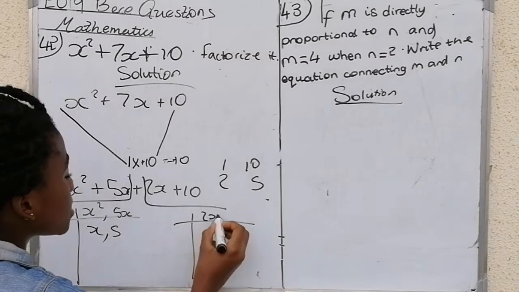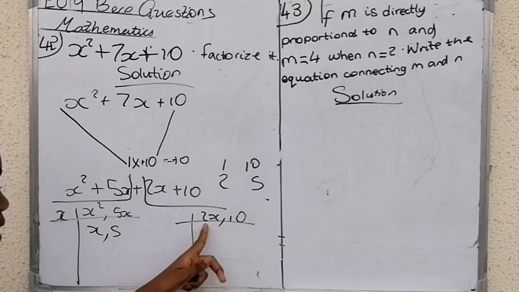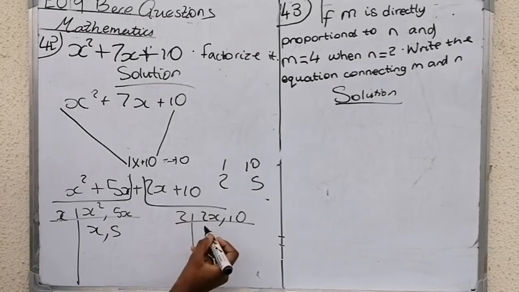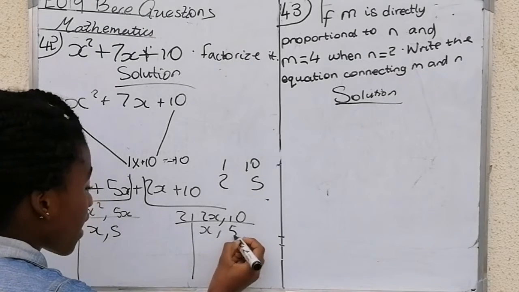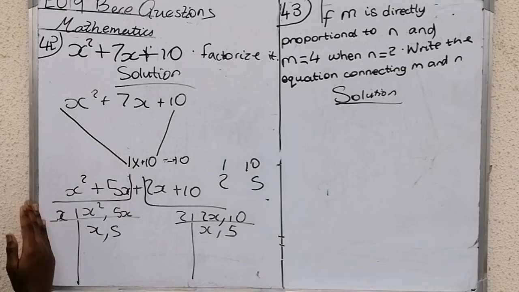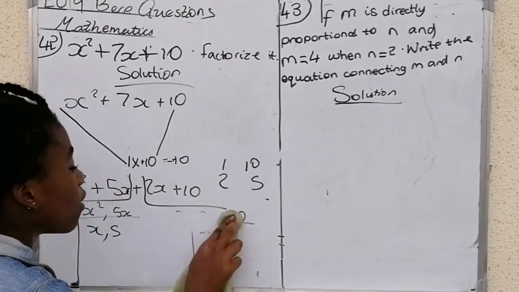Let's also find the common factor of 2x and 10. 2 can divide both. 2x divided by 2 is x, and 10 divided by 2 is 5. Can anything go again? No, I don't think so. So the common factor of this part is x and of this part is 2. Let me wipe this off.